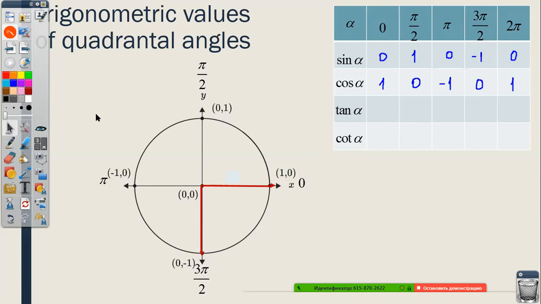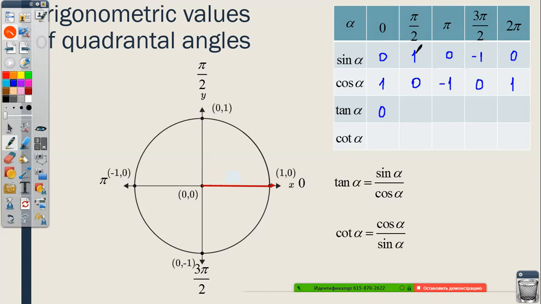Now let's find tangent and cotangent of quadrantal angles. From the identities formulas, yes, we know tangent alpha is sine alpha over cosine alpha, cotangent alpha is cosine alpha over sine alpha. Now let's find what is the tangent 0. So it will be sine over cosine. So sine is 0, cosine is 1. So 0 over 1 is 0.